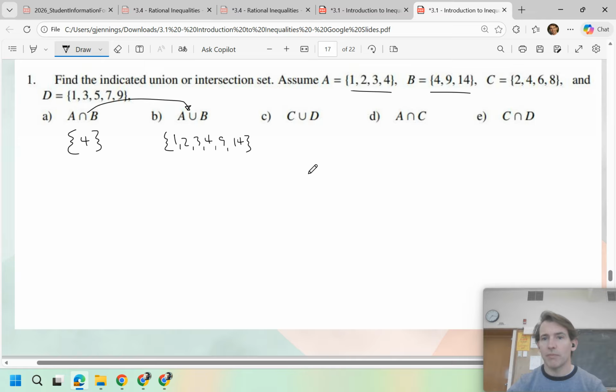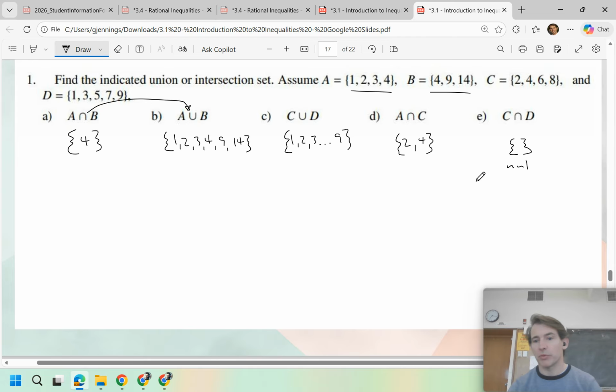C union D, well, C is all of the even numbers, and D is all of the odd numbers. So the union is just 1, 2, 3, through 9. It's all of the digits from 1 to 9. A intersection C is 2 and 4. And C intersection D is the null set. Nothing there. There's no number that's both even and odd.